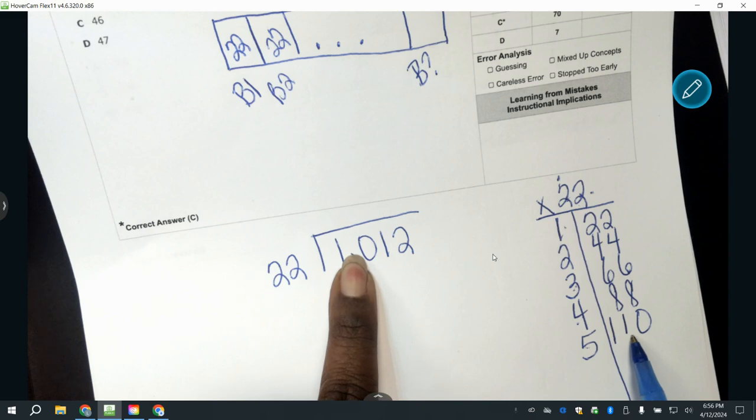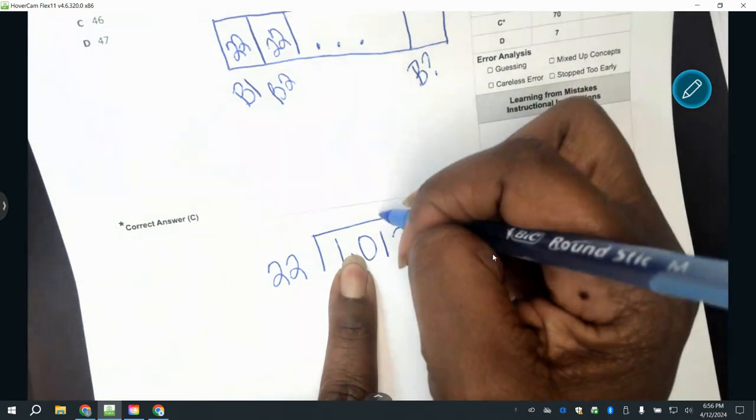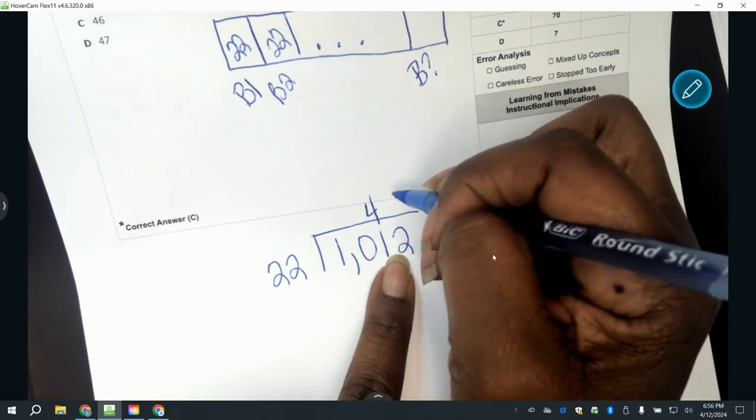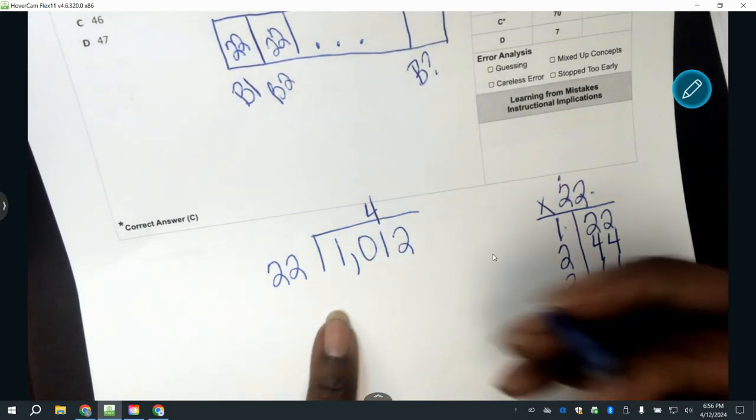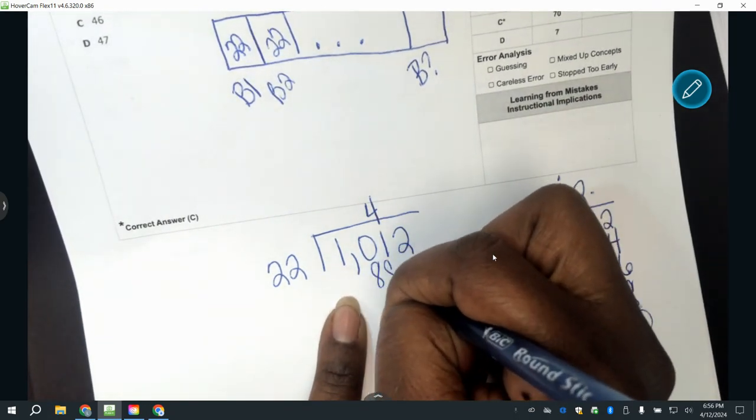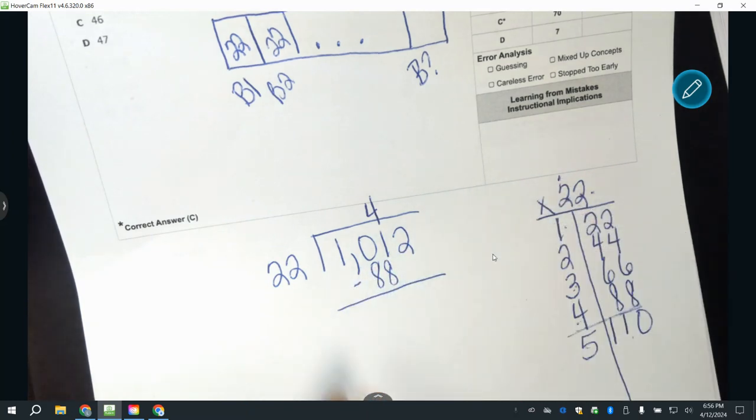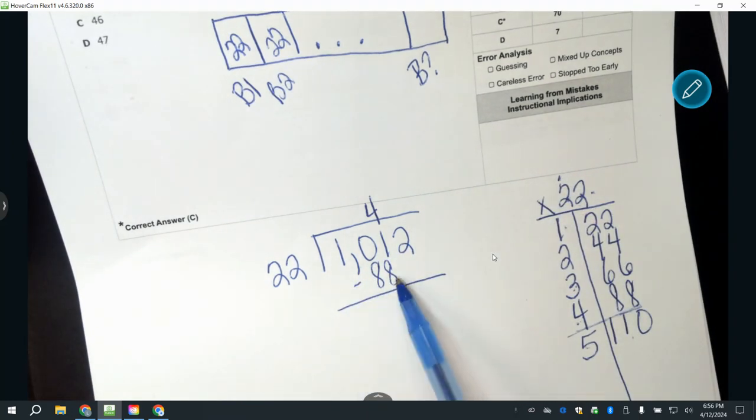So 101 divided by 22 is not 5, because that number is too big. But 88, ooh, right? So I'm going to have 4 right here over that 1 because we used all of this. 4 times 22, we know is 88. Make sure that if you're doing standard algorithm, that you put the 8 ones under there. If you go too far over, you just want to make sure that you are writing the numbers in the correct space. Okay, don't go too far over.